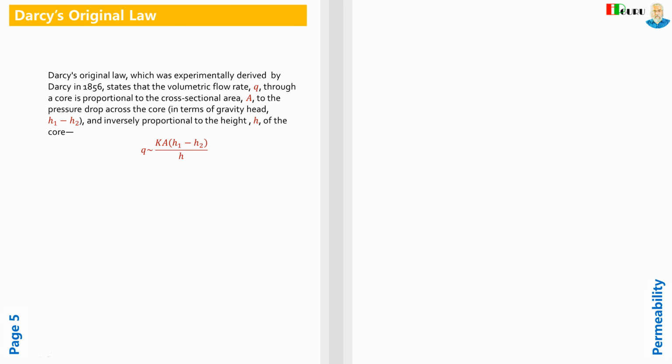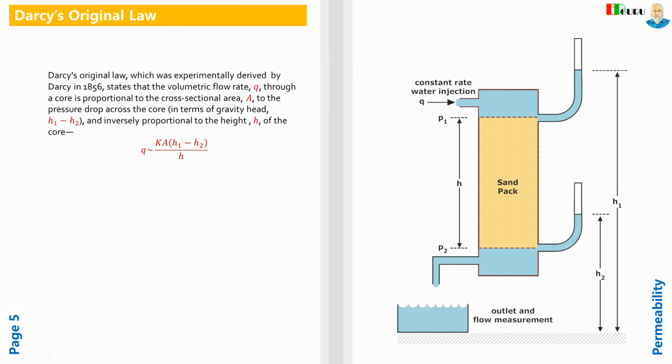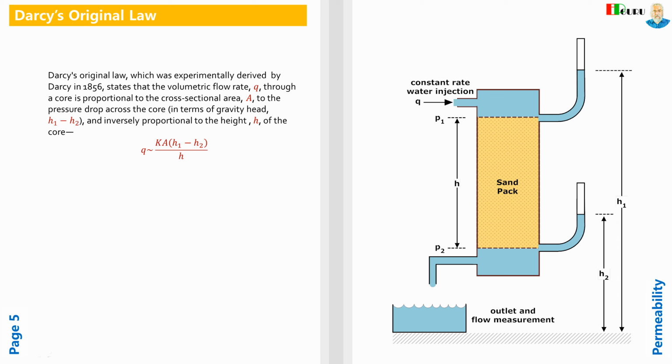Darcy's original law, which was experimentally derived by Darcy in 1856, states that the volumetric flow rate through a core is proportional to the cross-sectional area and to the pressure drop across the core in terms of gravity head, and inversely proportional to the height of the core.